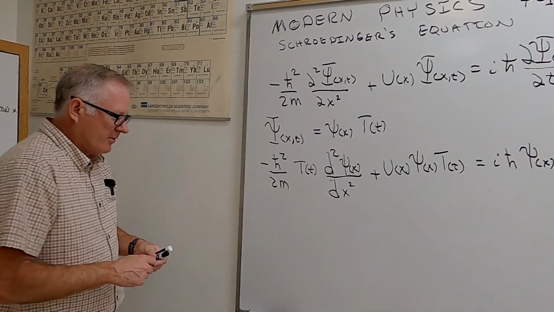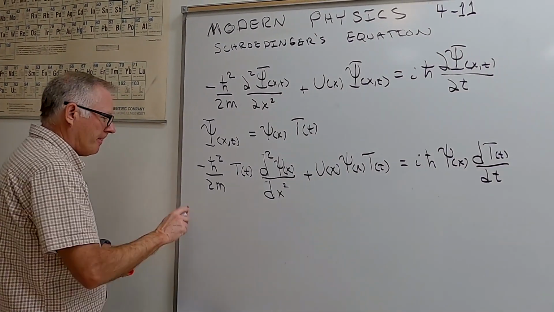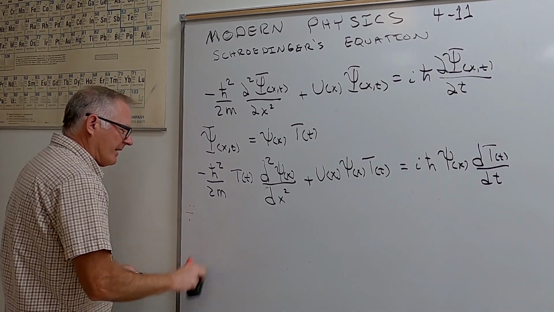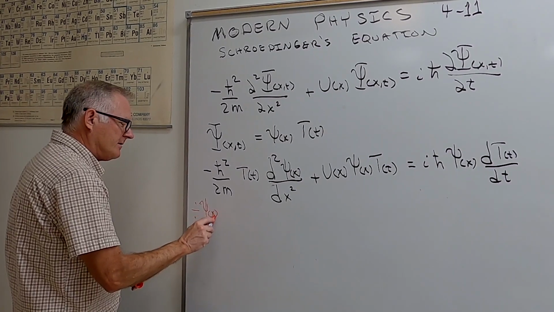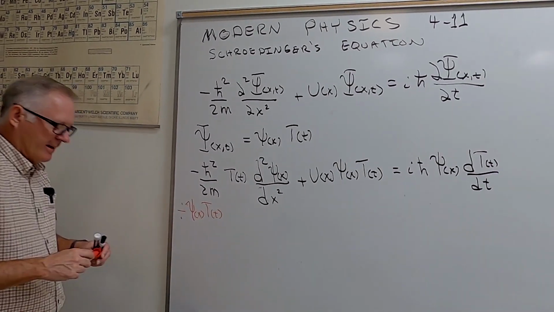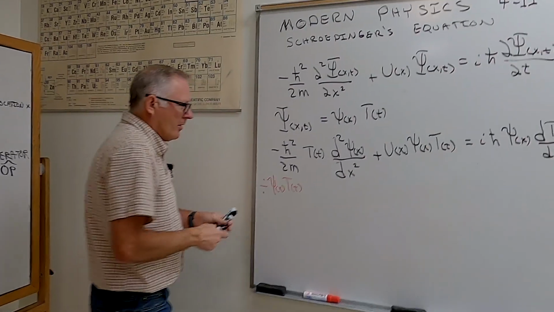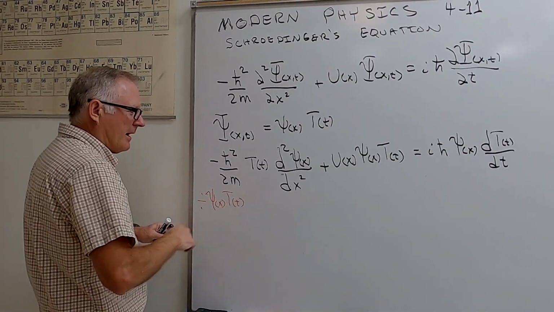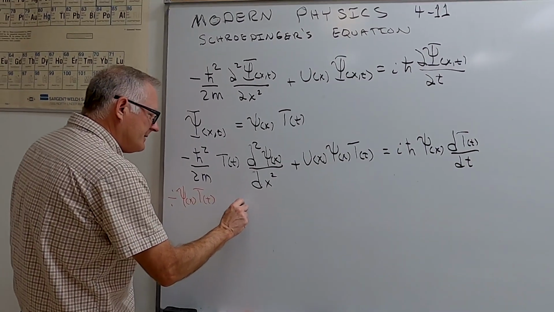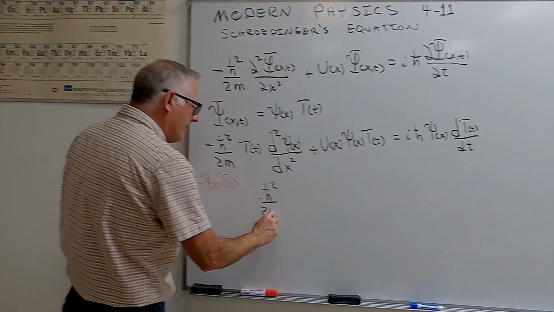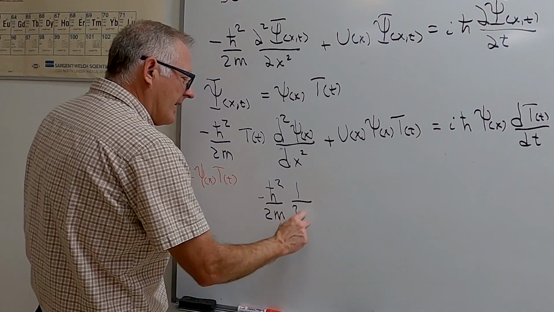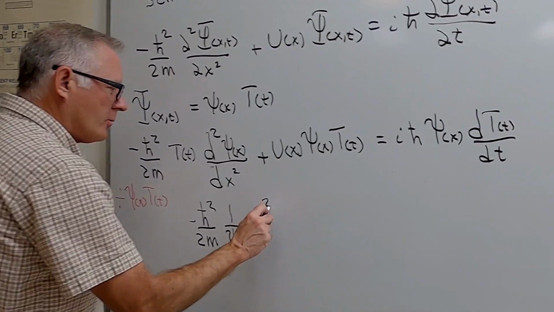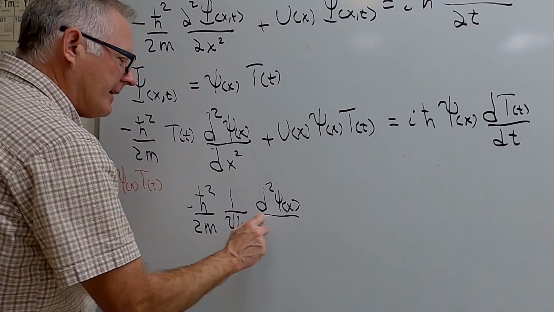The next step is that I'm going to divide every term by psi of x, T of t. Divide every term by that. So for this term right here, the T will be gone, and I'll have an extra psi in the bottom. So this first term will be minus h bar squared over 2m, 1 over psi of x, and then d squared psi of x, dx squared.